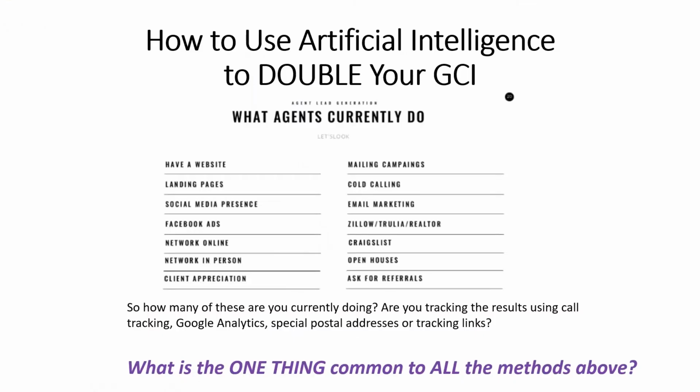So this is basically what realtors do to get deals, okay? They have a website, landing pages, social media presence, Facebook ads, et cetera. Here, you could read this list. So how many of these are you currently doing? Let's get some responses from the chat box here.